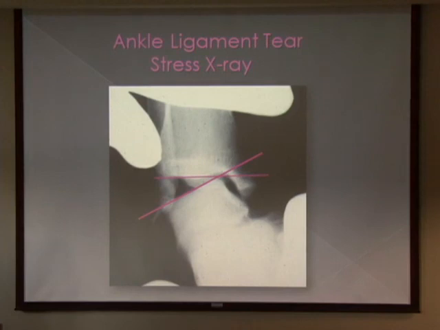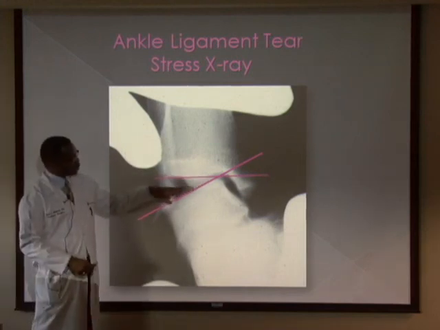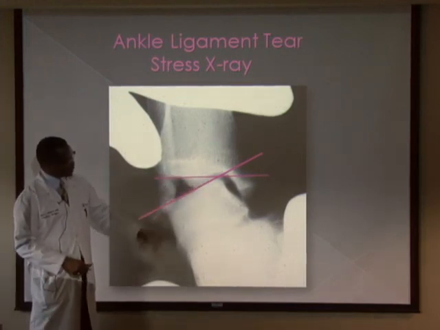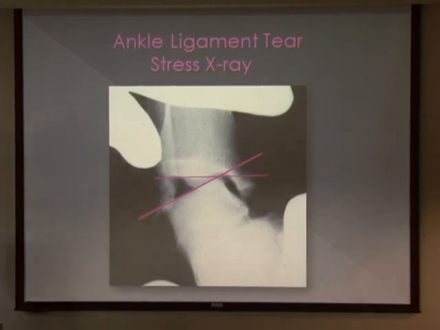This is a stress x-ray showing how we test the validity of the ligaments, where normally an ankle exists where the bones are straight ahead, but sometimes you can twist that ankle mortise of the foot outside of the ankle, showing that those ligaments have been ripped apart.